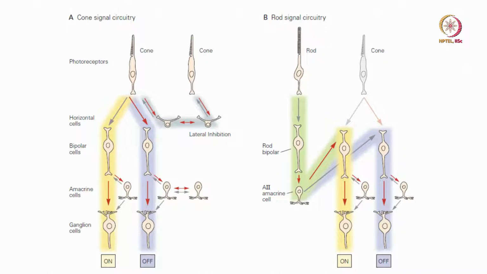So, with that introduction, I will start with network analysis. The network is taken from Kandel and Schwartz; please go through the textbook. I am walking through it because I think there is an elegant depiction of the network, and this network is important for subsequent discussion. So, cone signal and rod signal circuitry. We will start with the cone data.